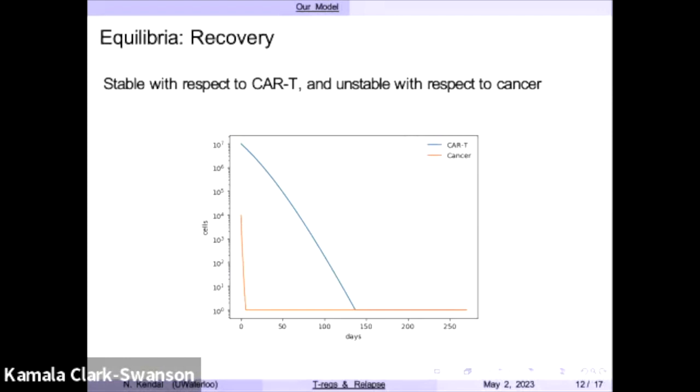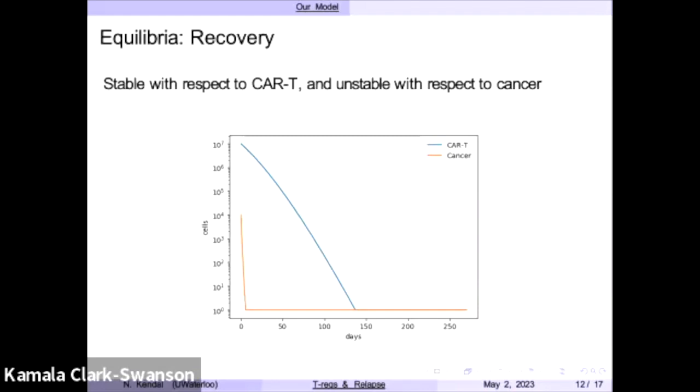So the first equilibrium we often want to check is the equilibrium where everything dies. The cancer is cured and the CAR T cells also die. And the good news is that this is stable with respect to the CAR T cell population. So even with a small fluctuation, it will die out, but it is unstable with respect to cancer. And that means if you get a little more cancer afterwards, it will regrow. So this is exactly what we'd expect.